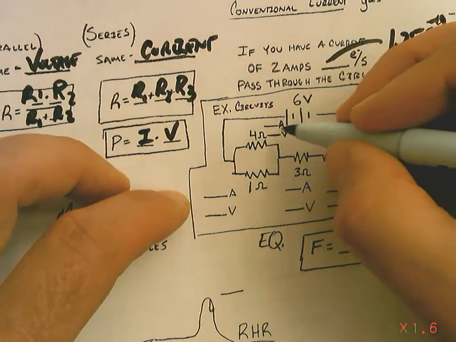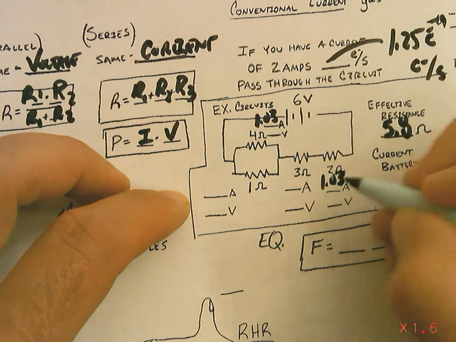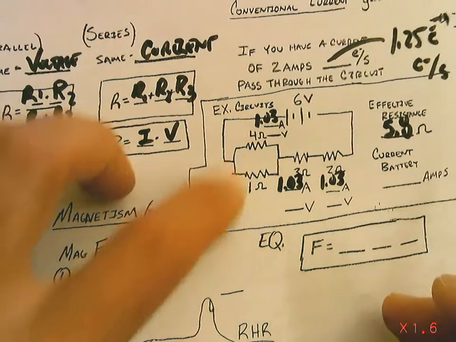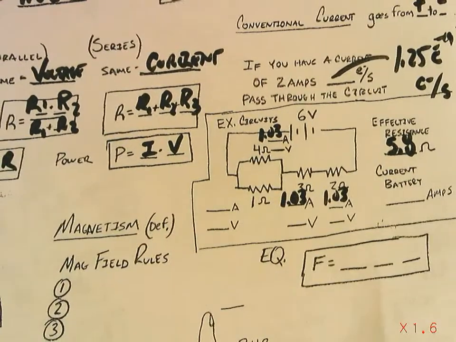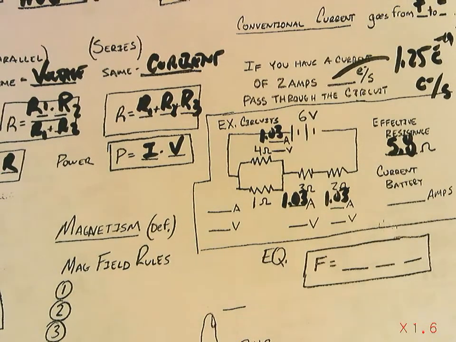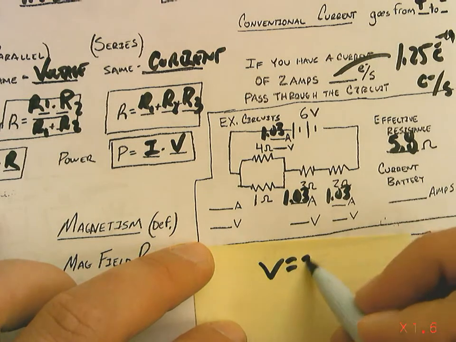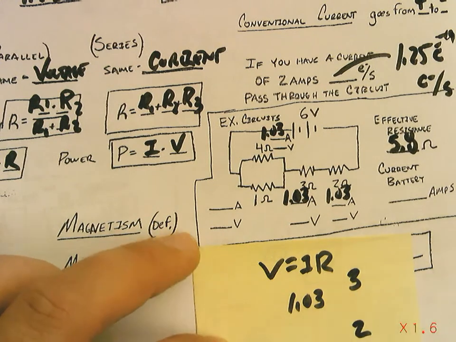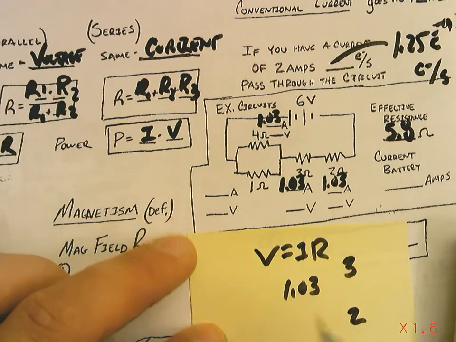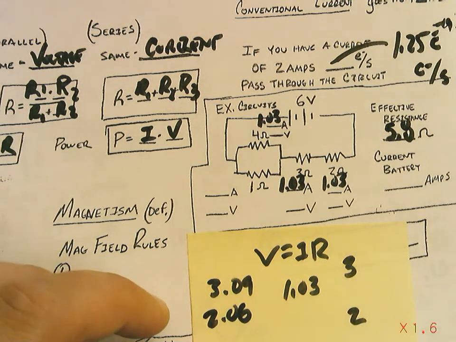So where has 1.03? Everything in series. So for example the battery, 1.03. The 2 ohm resistor, the 3 ohm resistor. That 1.03 is going to be divided up amongst the 4 and the 1. Most of the current will go through the 1 because it has less resistance. Some will go through the 4, but most of it will go through the 1. We'll deal with the voltages here. So we got V equals IR. I can put in 1.03, put in 3, put in 2, and I get 3.09 and then 2.06. So that's how I get these things.